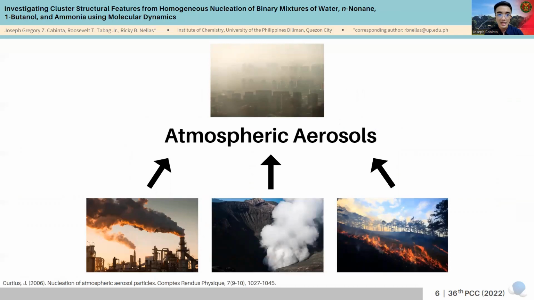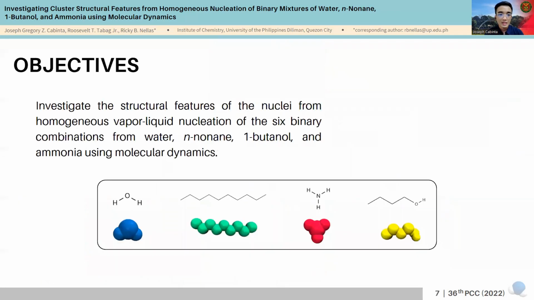Recent studies showed that atmospheric aerosols, which are human health hazards and agents of climate change, are frequently comprised of volatile or semi-volatile molecules. In this work, the structural features of the nuclei from homogeneous vapor-liquid nucleation of the six binary combinations from water, n-Nonane, 1-butanol, and ammonia are investigated using molecular dynamics.